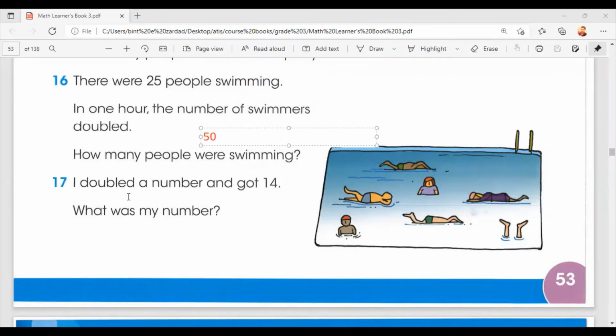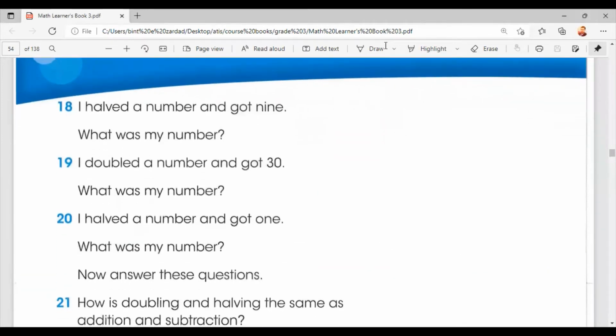I double a number and got 14. So making half, what was my number? It's 7. The half of 14 is 7. I half a number and got 9. What was my number? Then like the first page. To make the double of 9, 9 plus 9, 18. The number was 18.